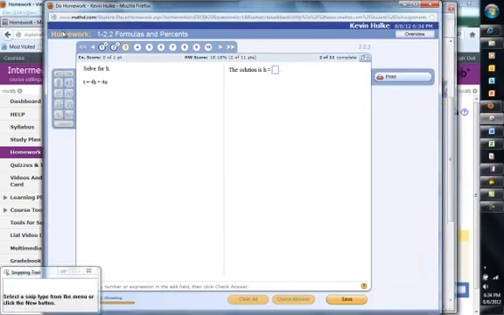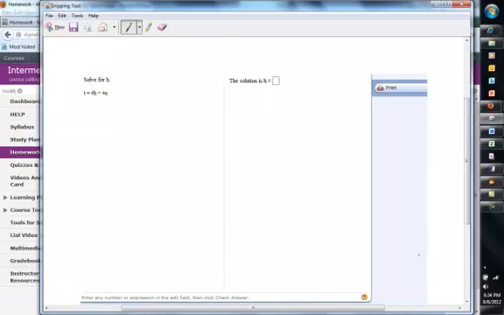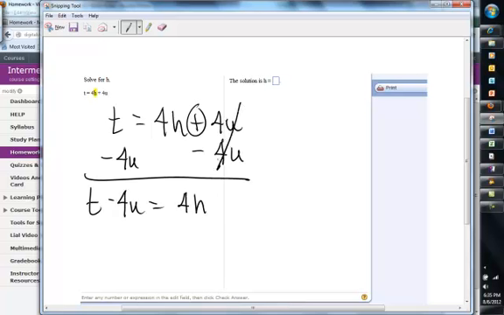Let's look at this next one. Once again, we have to solve. This time we're solving for h. So we copy down the equation. T equals 4h plus 4u. Since they've got an addition, we can take care of that first by subtracting 4u from each side. And we get t minus 4u equals 4h. Those 4u's on that side cancel.